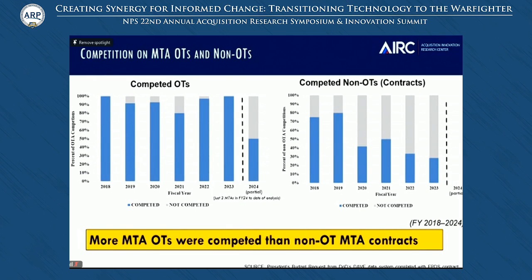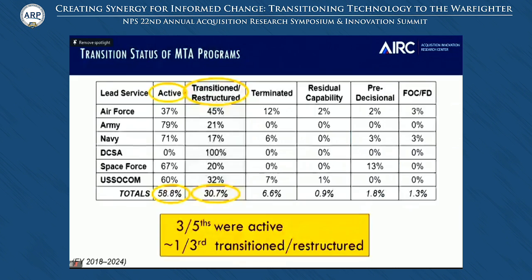And now what we're doing is looking at the split between competed other transactions and competed non-OTA contracts. For the competed OTs, you'll see that it's predominantly competed, but when you look at non-OTs, you'll see that it's actually been decreasing. They started out with, let's say, better than 70% being competed when we first started utilizing these MTAs, but in recent years, it's dropped down to where most of those are non-competed. Okay, and go to the next slide, please.